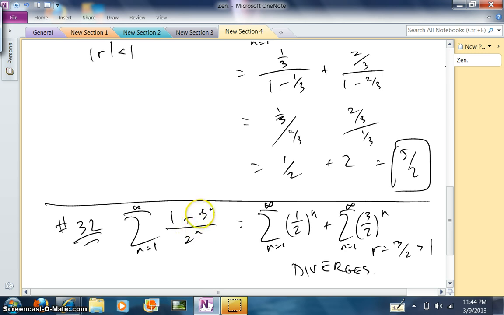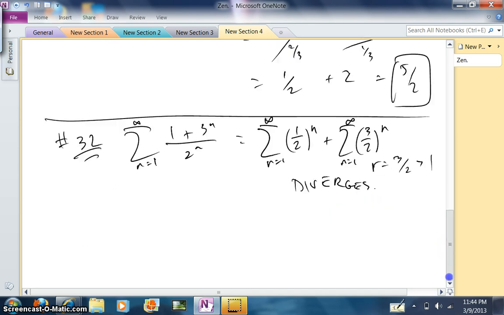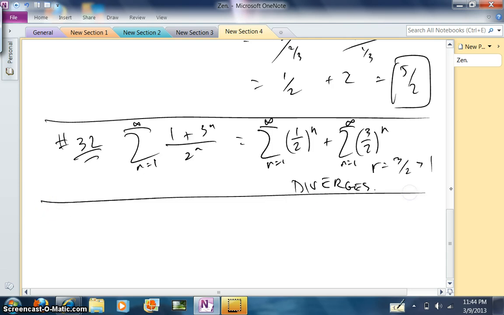Actually, it doesn't really matter. You could do that, but anyway. Once you have it in this form, it's a geometric series where the r is bigger than 1. So it diverges. Let's continue on.